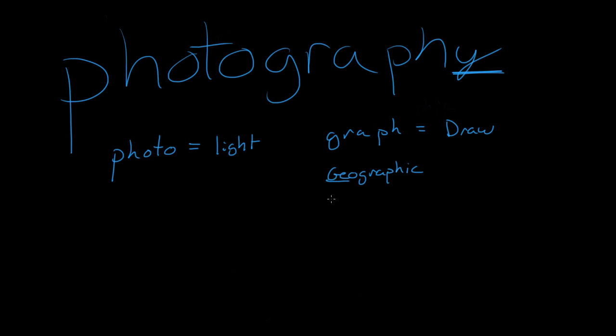We can also look at autograph. Graph. What is an autograph? It is self. Auto is self. Graph. So it is a drawing of yourself, but it's actually a signature. So graph also means write.